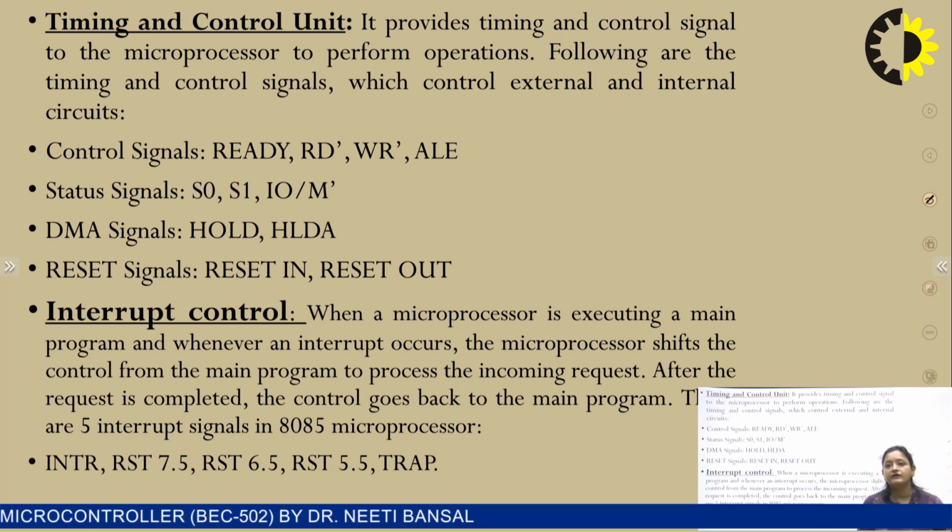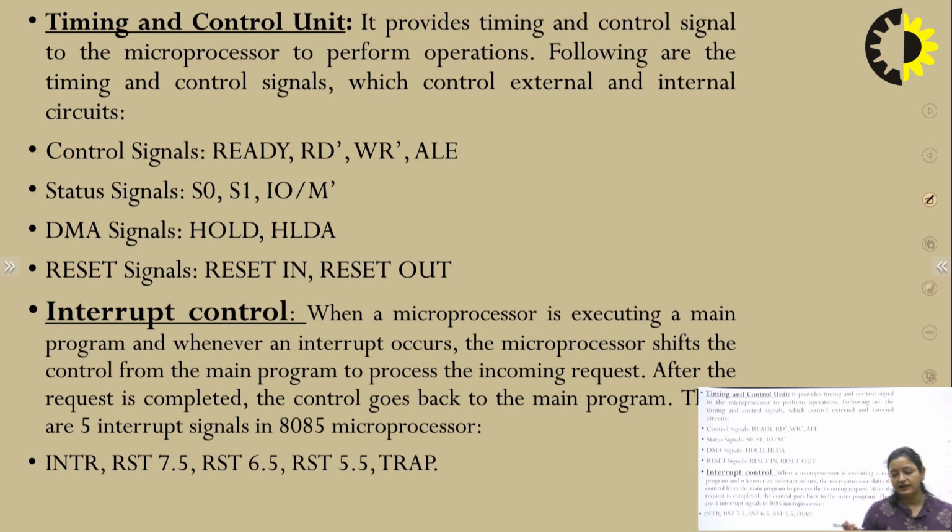Next unit of the architecture is the timing and control circuit. The timing and control unit behaves like the brain of this entire architecture. It is actually passing signals to the various sections of your architecture and telling them what needs to be done in order to execute a particular instruction. The timing and control circuitry consists of 4 different types of signals. First of all, we have control signals.